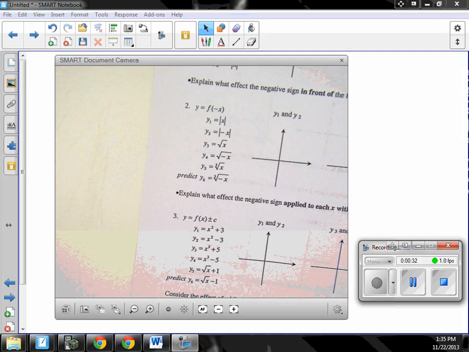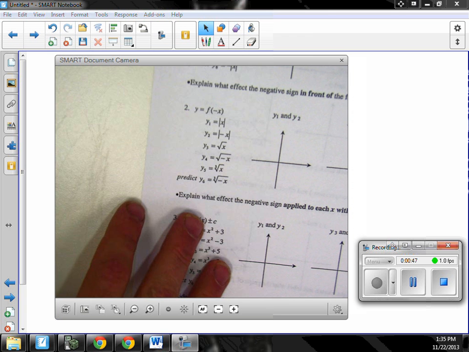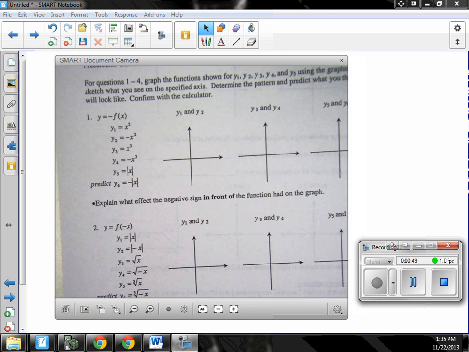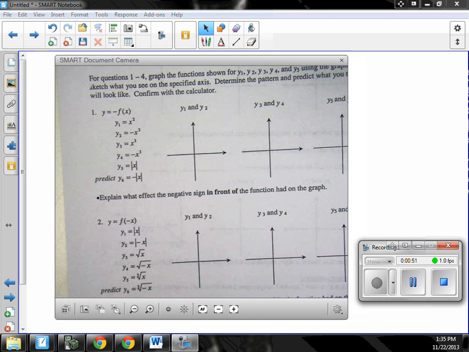And transformations work the same way on all functions. So let's say you graph x squared and you use a specific transformation. And then you do the same transformation on y equals x. The change in the graph will be the same. So what we have here is a page that teaches us about transformations. Now these transformations come in pairs.